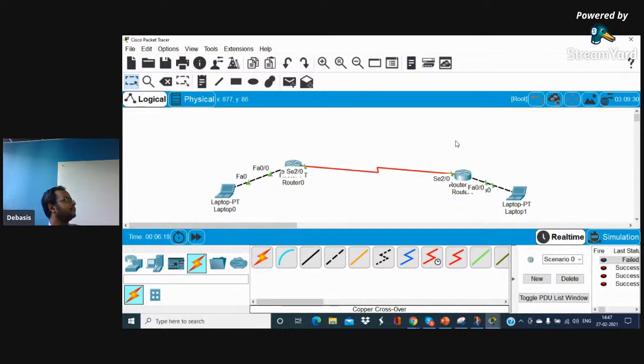So there is a question coming. Which routing is widely used? Dynamic routing. Please explain. Okay, one question is coming, which routing is used widely, static routing or dynamic routing?